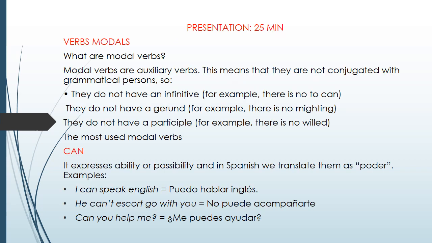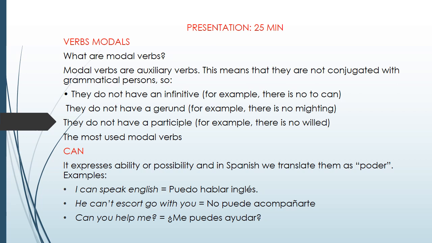Okay, the topic for today is modal verbs. What are modal verbs? Modal verbs are auxiliary verbs. This means that they are not conjugated with grammatical persons, so they don't have an infinitive. For example, there is no "to can", no "to must". They do not have a gerund. For example, there is no "musting", and "canning", no. They don't have a participle. For example, there is no "willed". The formulas, no. The most used modal verbs: can.